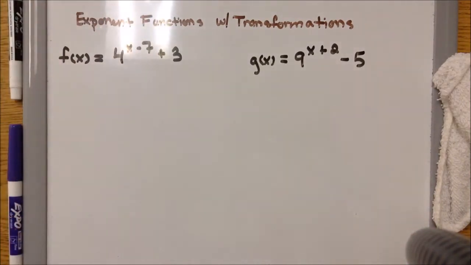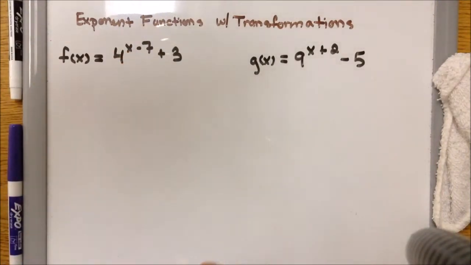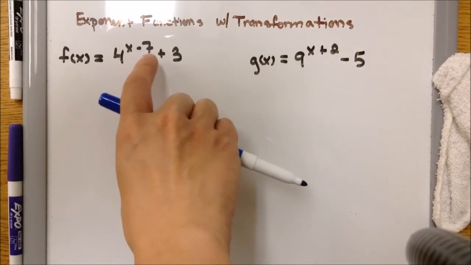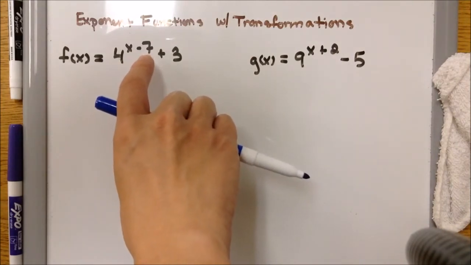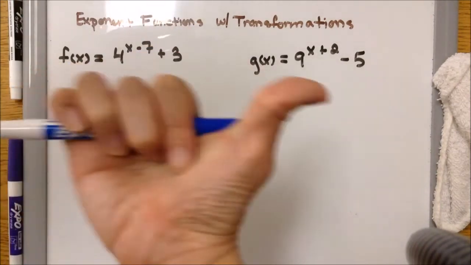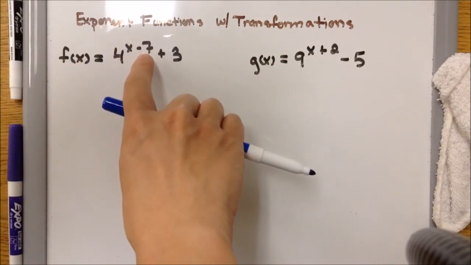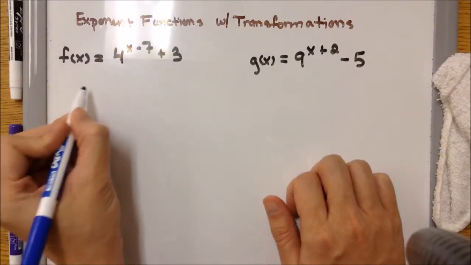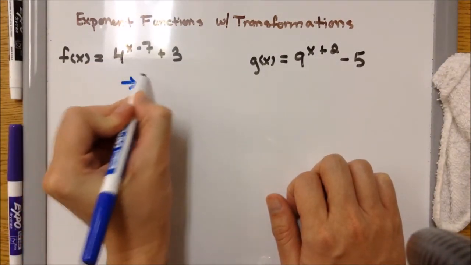So just like in the video, if there's a number with the x as the exponent, so here, since it's minus 7, that means that, again, if there's a number with the x, it's either going to the left or to the right. Since this is minus 7, it's going to go to the right 7.